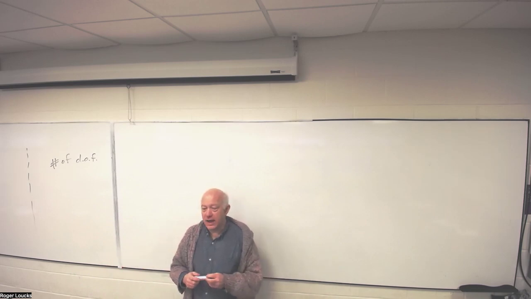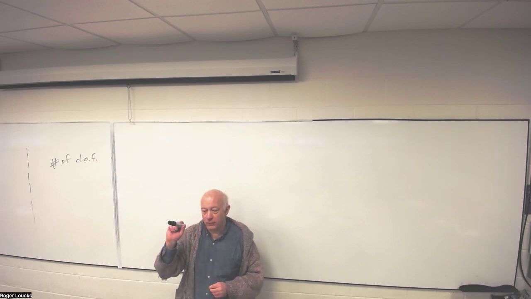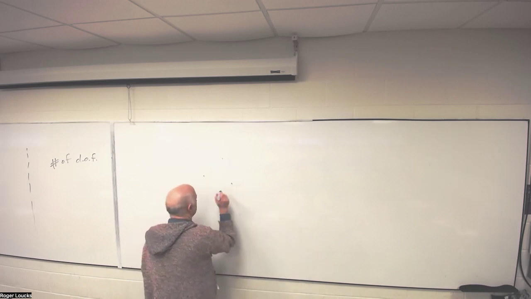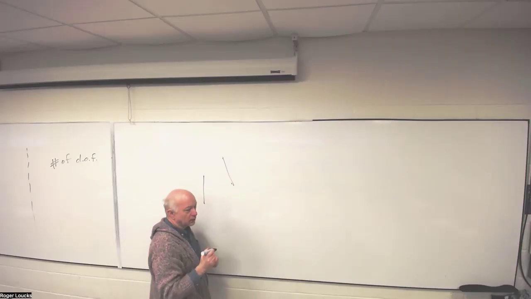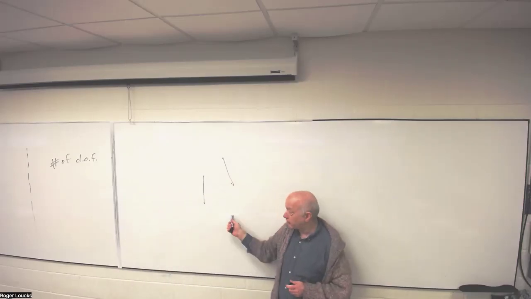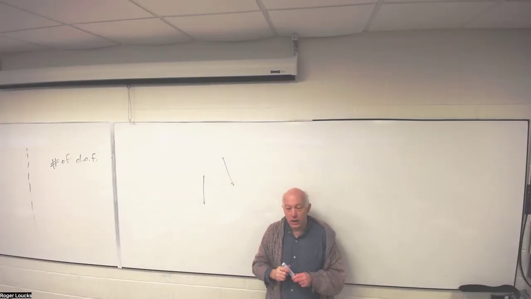Now, let's say the particles are now paired. So I have 1, 2, 3, 4, and they're like this. How many degrees of freedom would I have now? They're still confined to moving on the board. How do you get 6?